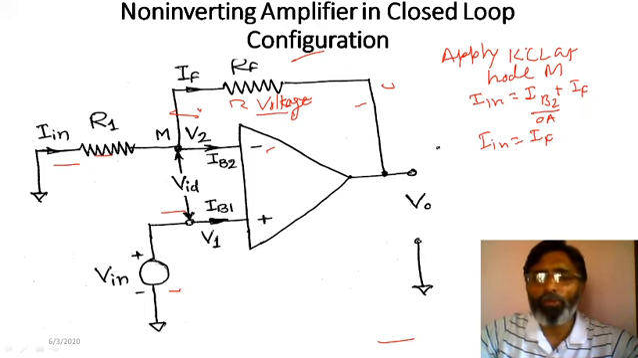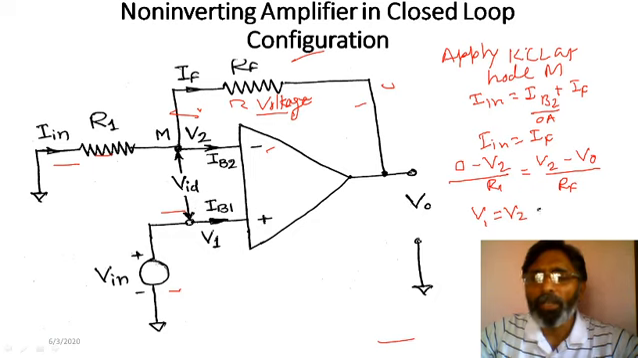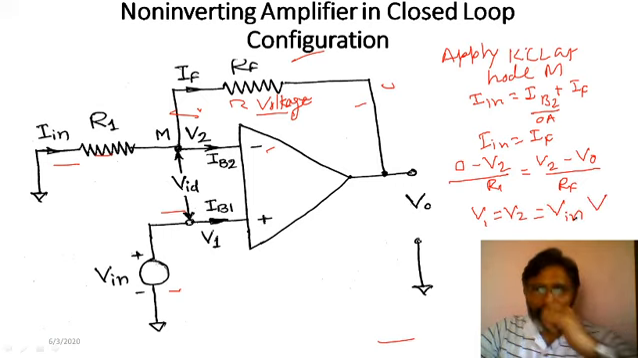Now by using Ohm's law, you can put the values of I in and IF. So I in is the current flowing through V1, so it will be 0 minus V2 divided by R1, equal to V2 minus VO divided by RF. Again in this case V1 will be equal to V2 because VID is 0 because A is infinity. So as in this case our V1 is equal to V in, your V2 will also be equal to V in. So this is the condition.